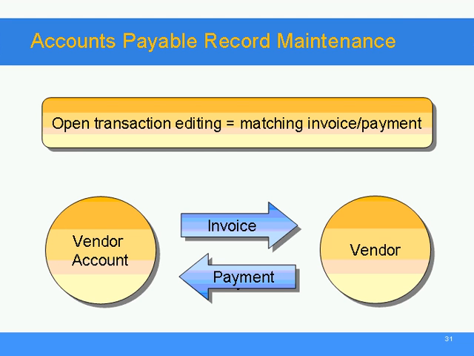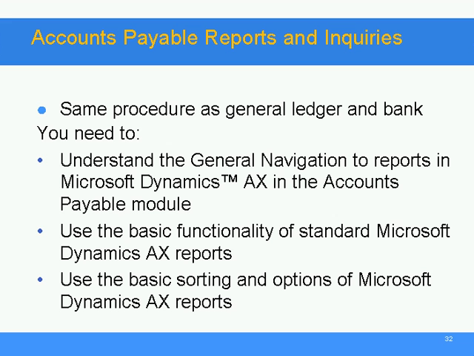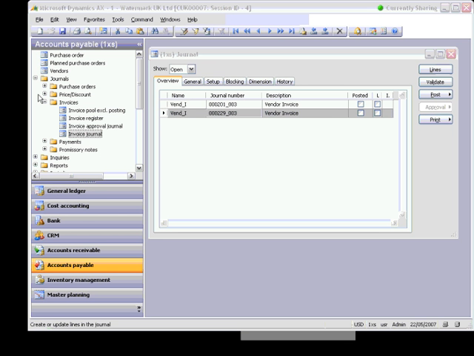You see the picture with accounts payable record maintenance. It means that if you have open transactions, you need to match these in open transaction editing, which means invoice and payment match. So we have an invoice, we have a payment, and it needs to settle the invoice with the payment. So let me show the payment journal.